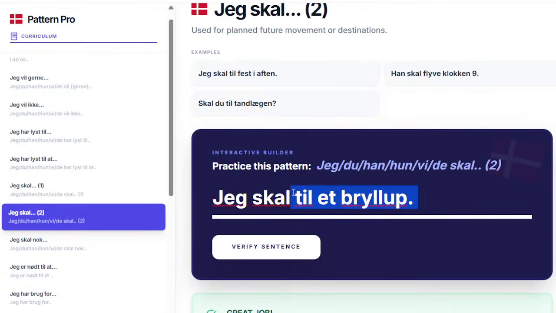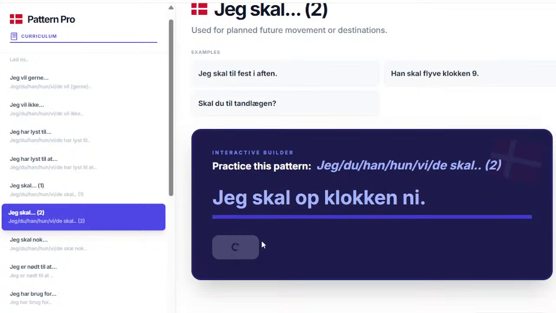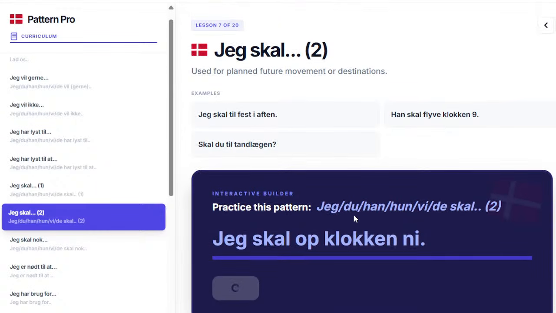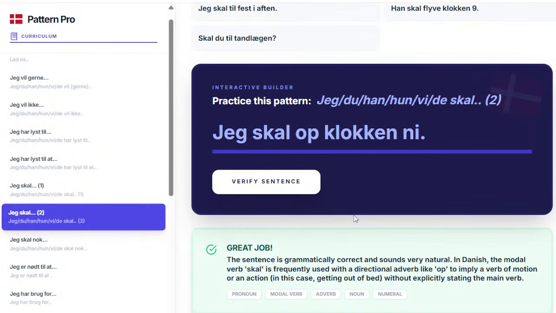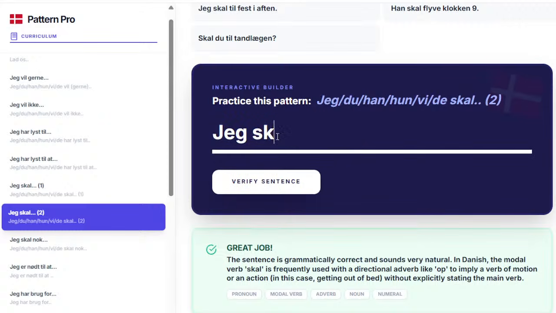Okay. What else could you say? Jeg skal op klokken 9. So again, you don't have to say jeg skal vågne og jeg skal stå op. Just I gotta get up. It's implied. Jeg skal op. I gotta get up. But let's get back to the point.